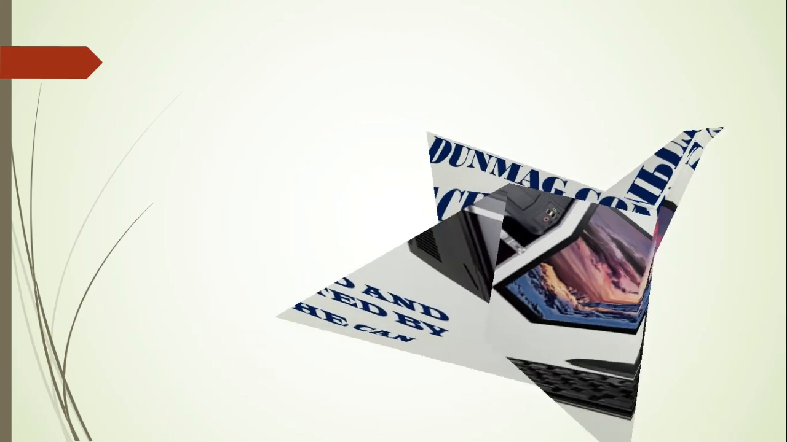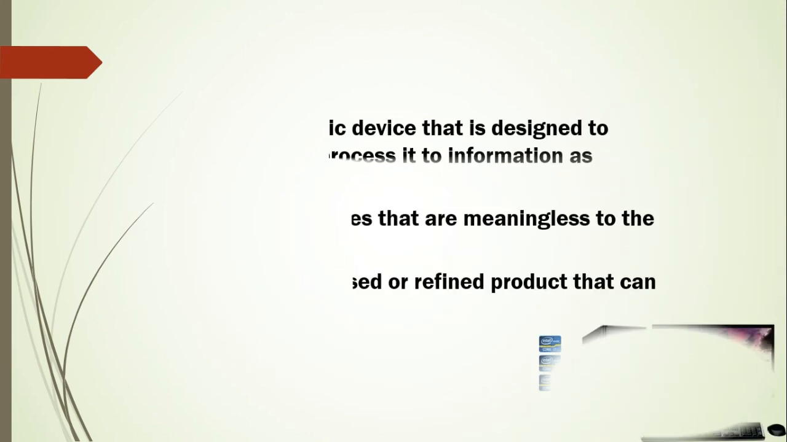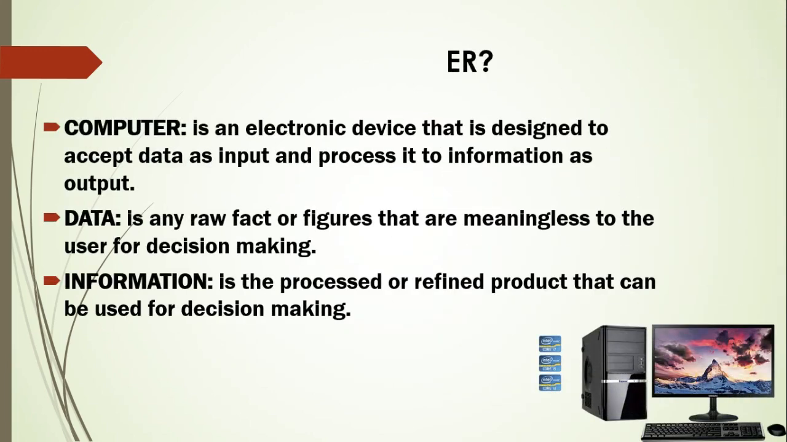First of all, there are some questions which we need to ask ourselves before we consider undergoing this course. The first one is, what exactly do we mean by a computer? What are the components of the computer? What makes up a computer? From my definition, it is very simple: a computer is an electronic device that is designed to accept data as input and process it to information as output.